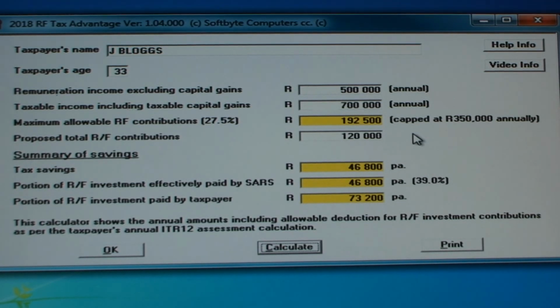This means that SARS will effectively be paying 39% or 46,800 Rand of our proposed total contributions, and the taxpayer will only be paying 61% or 73,200 Rand. This means the taxpayer will get a full 120,000 Rand contribution a year retirement plan when they retire, but will only be paying 73,200 Rand a year for it.